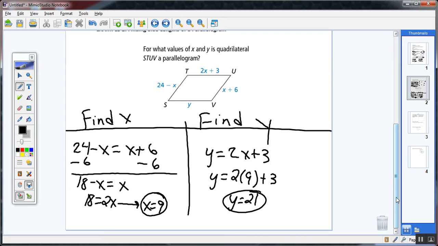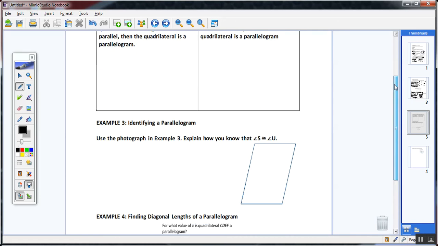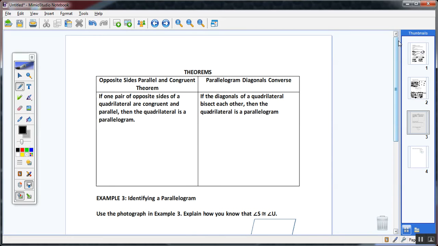Okay? All right, so let's look at a couple more theorems here that are pretty easy. We talked about this already. We said sides opposite of each other have to be congruent. You just have to have that in order to verify it's a parallelogram. Okay, so let's look at some other converses. This is opposite sides parallel and what?